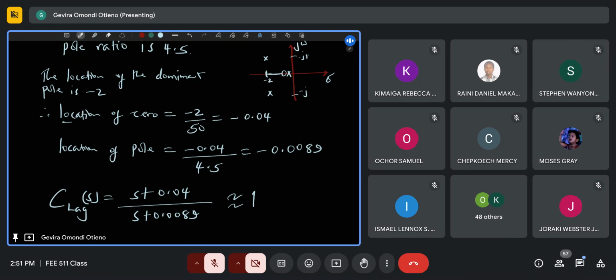So even if I chose this to be 60 or 100, if you chose 50, you made it 100, and then you use the same formula, the zero to pole ratio, to obtain your own value for the pole location, if you divide those, you still get 0.9 something. That is approximately equal to 1. That is the design.